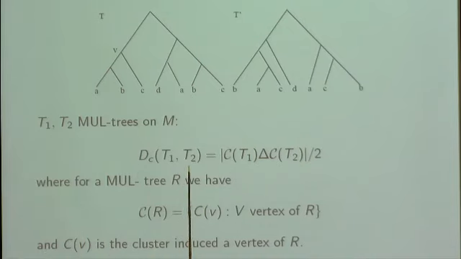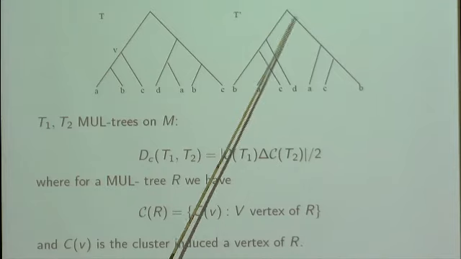Now, this is actually not a proper metric for trees, because you don't have that if the distance is the same, then the trees must be isomorphic. The counterexample is provided by tree shapes, i.e. trees that have all the labels the same.